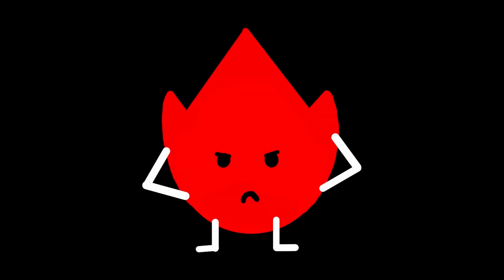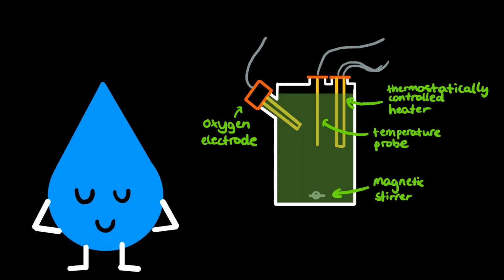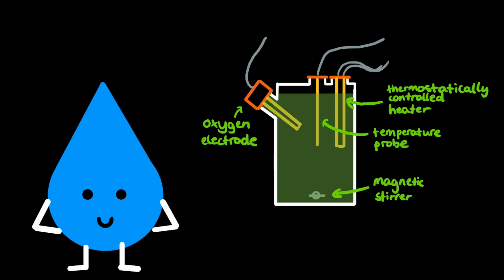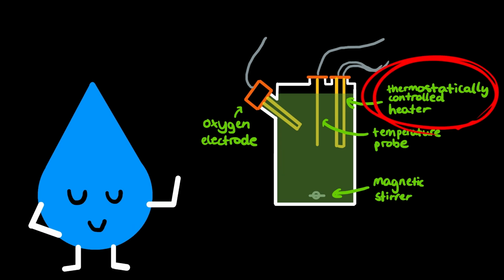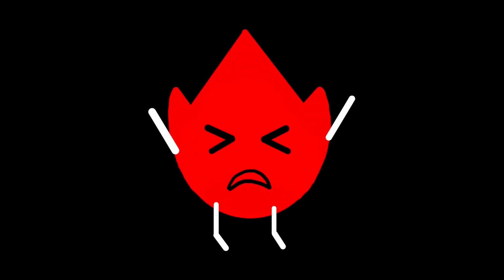Any other options? You can also investigate the effect of temperature on photosynthesis by using a fermenter. Inside, there is algae. You can regulate the temperature using a controlled heater and measure the rate of photosynthesis using an oxygen electrode.